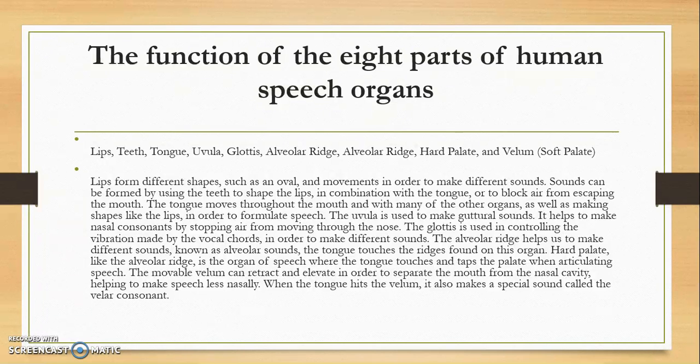The uvula is used to make glottal sounds. It helps to make nasal consonants by stopping air from moving through the nose. The glottis is used in controlling the vibration made by the vocal cords in order to make different sounds.